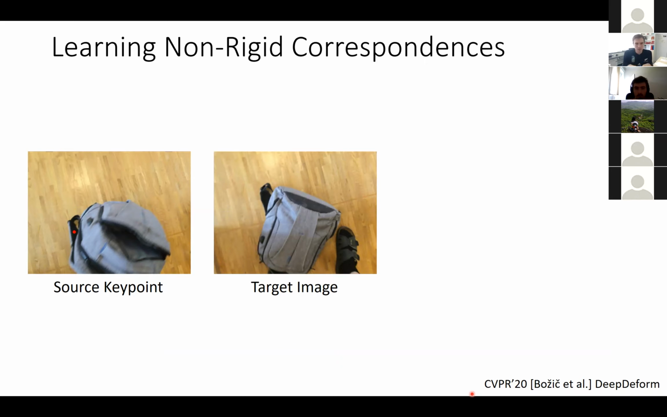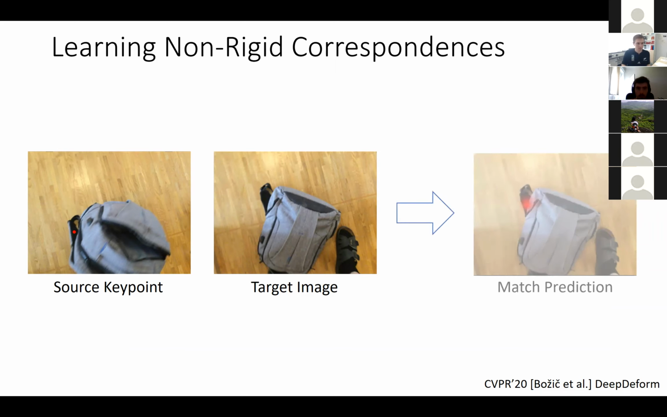This was DeepDeform. So the idea was we have here a source key point, right? And we want to find where this key point is in the target. So there's some non-rigid deformation going on here. It's not specific to a human. It could be anything. And what we would like to have is kind of a heat map where this point would appear in this frame, right? And we want to learn it. So basically, we want to figure out some sort of maybe fuzzy prediction where this point could be in this image. So this part of the backpack would be roughly here, right? And we'll have to learn this.